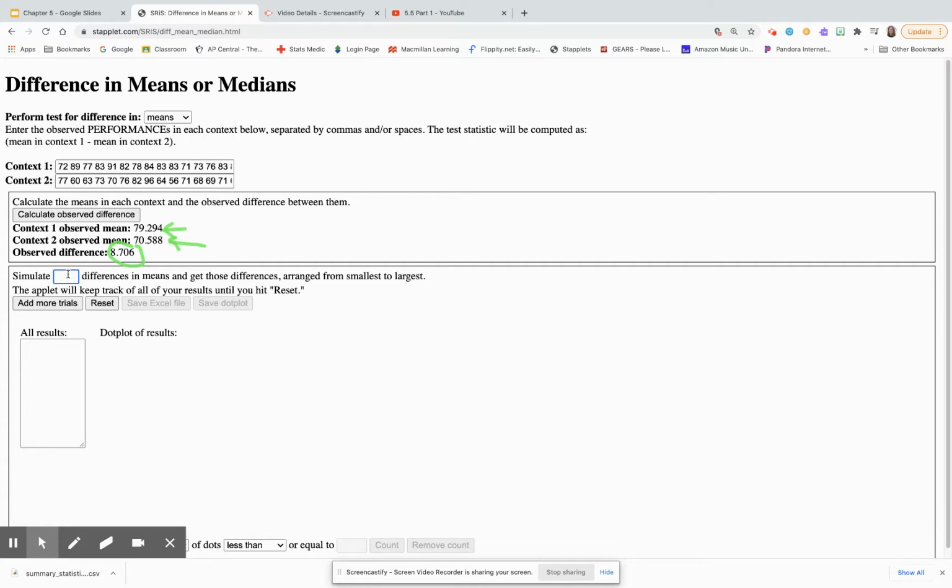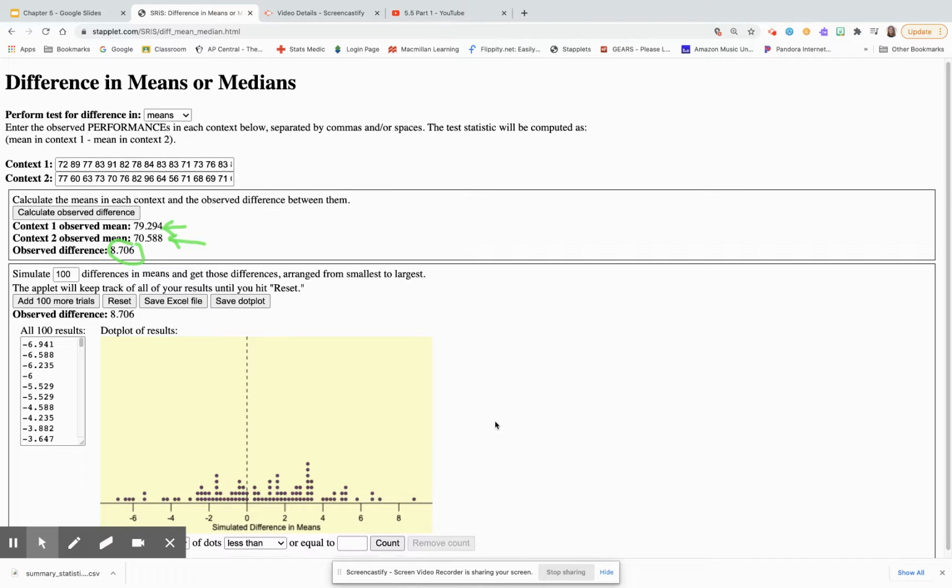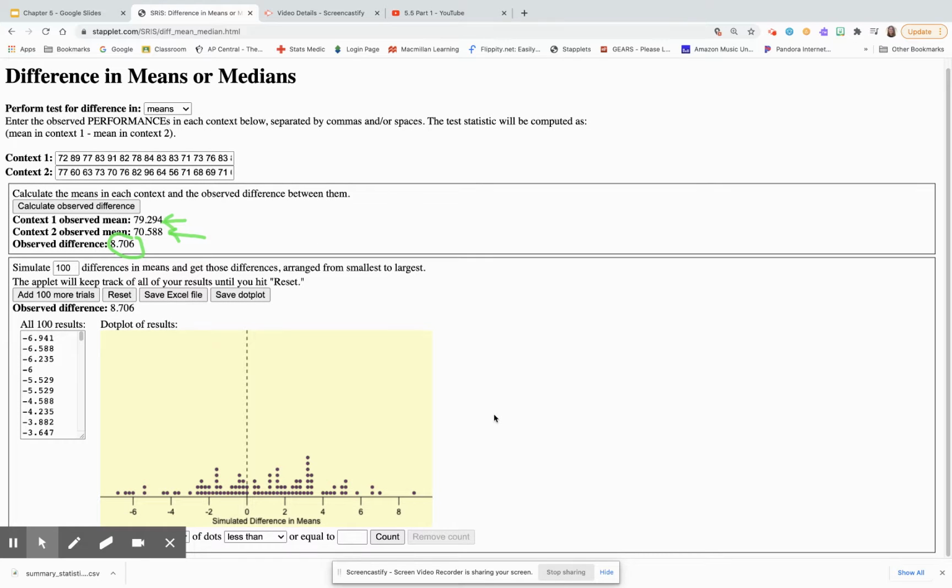Now, what we want to do is run our simulation. Just like before, we have to tell it how many simulations we want to conduct. So I'm going to do 100. I click the Add More Trials button, just like last semester, and I get this dot plot. Just like before, you can have it count how many dots there are. We want to count the number of dots that are greater than or equal to our test statistic, because we have a positive test statistic. I'm just going to do 8.7 because we're rounding to one decimal place.